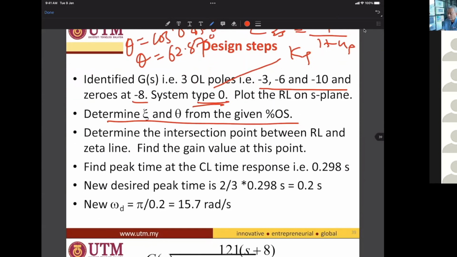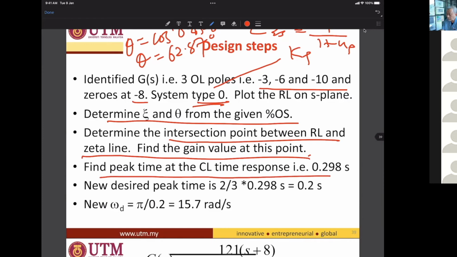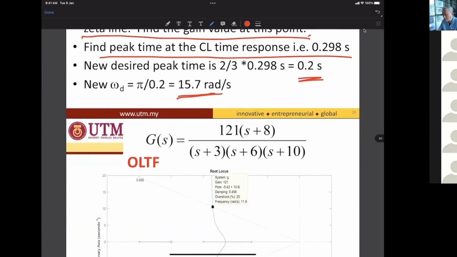So determine, dah dapat zeta, dah dapat degree, tulis gunakan protractor, straight line from origin, and cut the root locus. So that is the intersection point, is known as dominant pole. Okay, and the gain as well. And the peak time at the closed loop time response is 0.298. So 2/3 is 0.2 seconds. And the new omega d is pi divided by the new peak time, which is 15.7 radian per second.